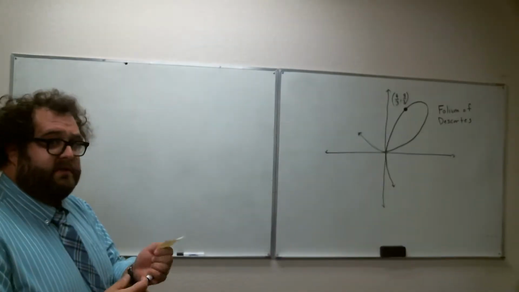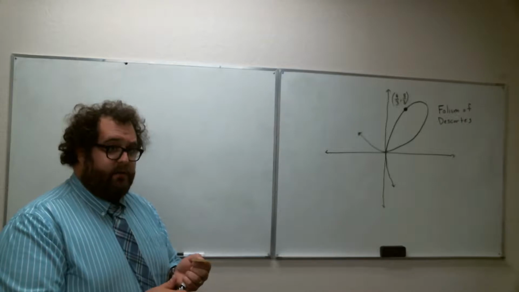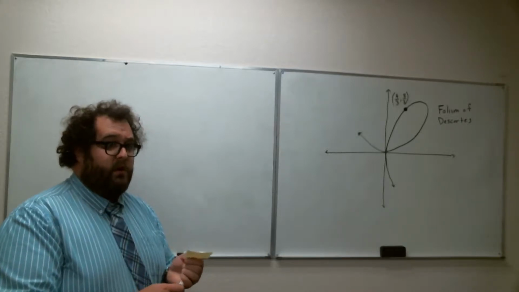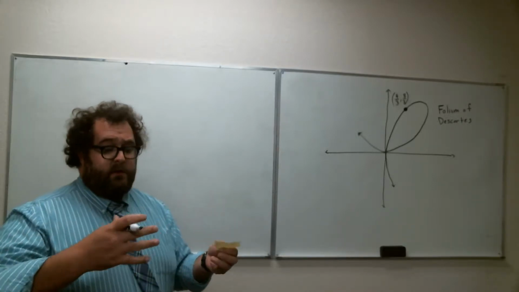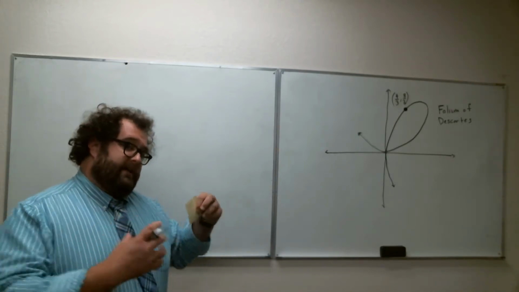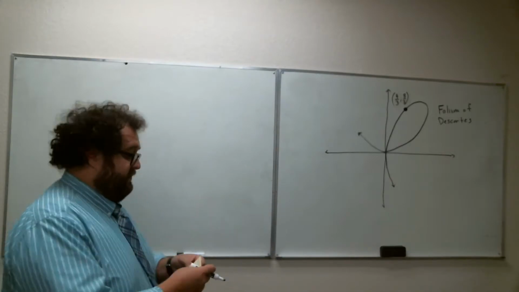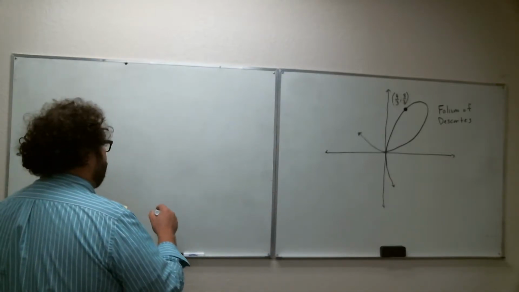The equation of this is not an explicitly defined function. It's what we call an implicit function. That is, you have x's and y's jumbled up together, and you can't really easily solve, or maybe at all, solve the equation for y. So I'll show what I mean by that.